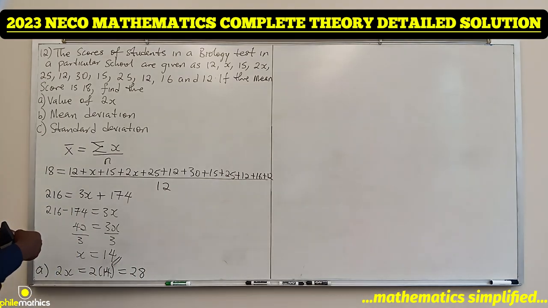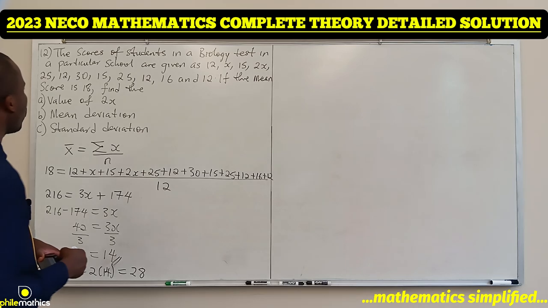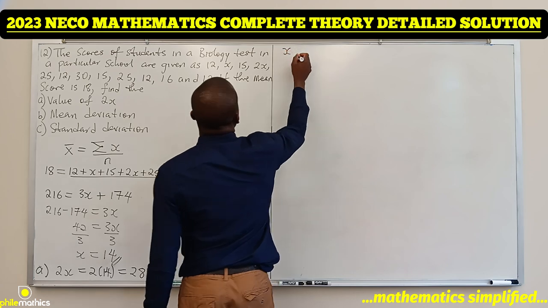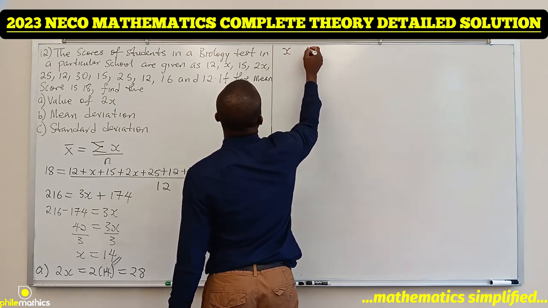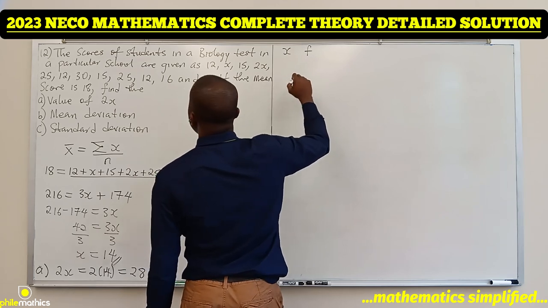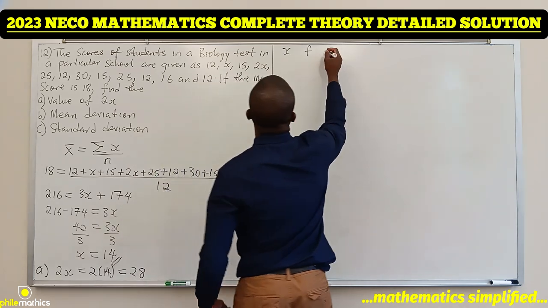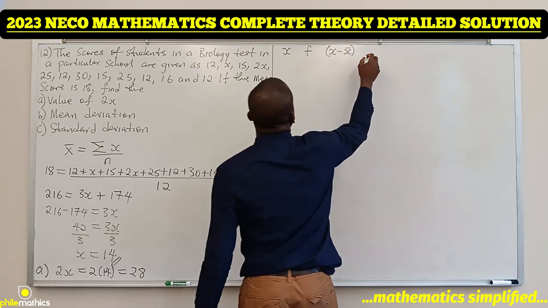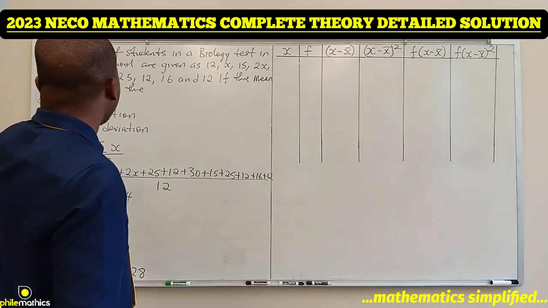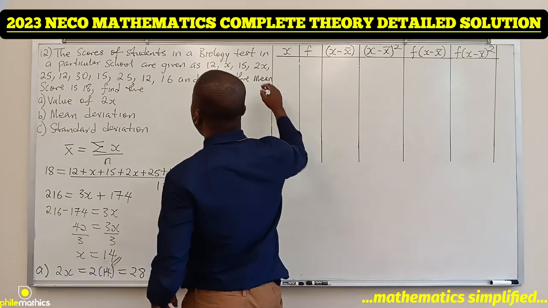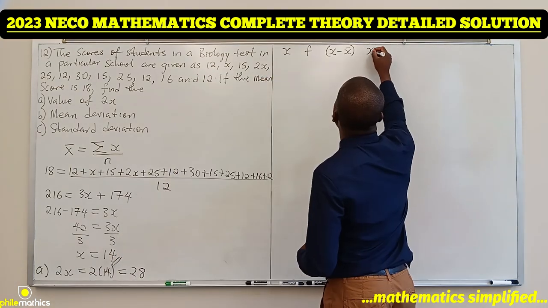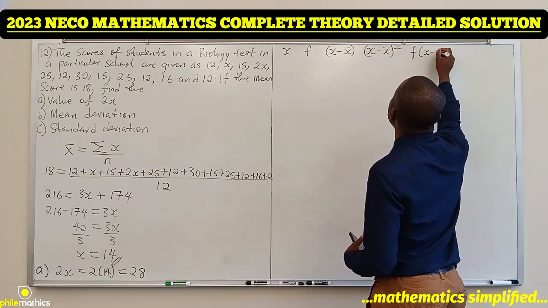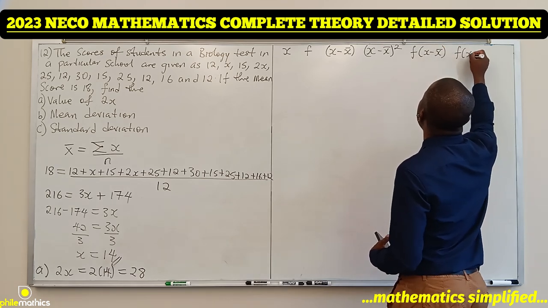Next, we look for the mean deviation and the standard deviation. We have to draw a table. In our table, our first values will be the x, the next will be the frequencies, and since we have gotten our mean, we'll have x minus x bar. Then we're going to put our x's in ascending order. The smallest is 12. We have x minus x bar square, and therefore we'll look for f of x minus x bar and f of x minus x bar square.